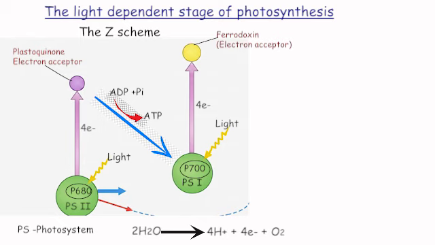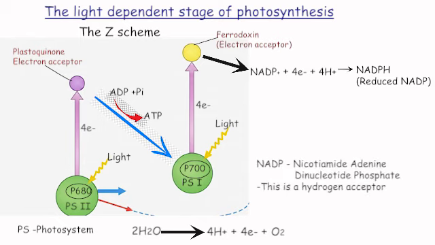Now as the electrons move from ferredoxin, they move along another series of electron carriers, and these electrons combine with the protons from photolysis of water. The electrons and protons, or hydrogen ions, are taken up by NAD, which is a hydrogen acceptor, forming reduced NAD, and this reduced NAD is used in the light independent stage of photosynthesis.